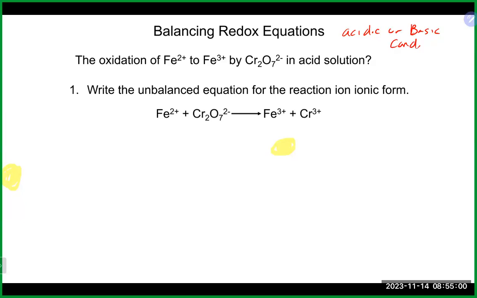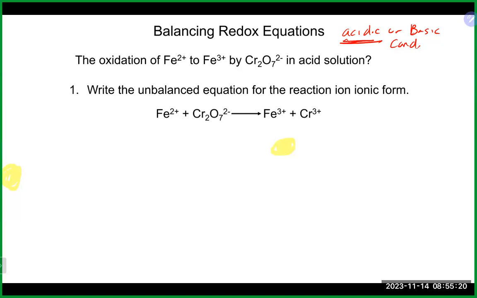All right, so just to make sure everybody has done this before or not, we'll make sure we all do it here together. So we're going to look at this one here, and we're going to start with doing it in acidic conditions. So we have iron 2 going to iron 3. We have some dichromate going to chromium 3.